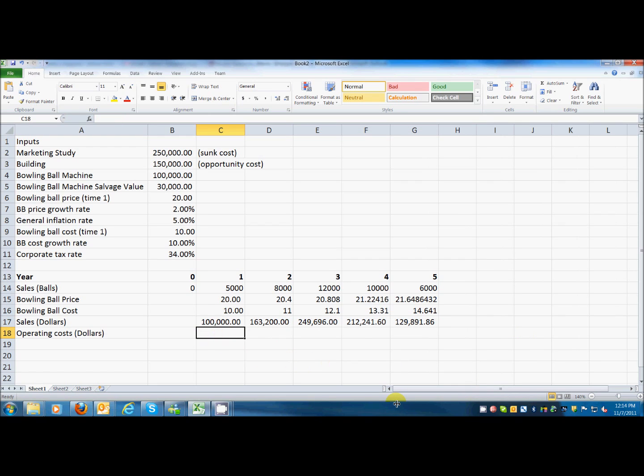Okay, now we find operating costs similarly. We say equal to the number of balls multiplied by the cost per ball. And once again, I'm just going to grab that little thing down there. First of all, let's change the format of that though. There we go. I'm going to drag that right on over. So far, so good. Okay.